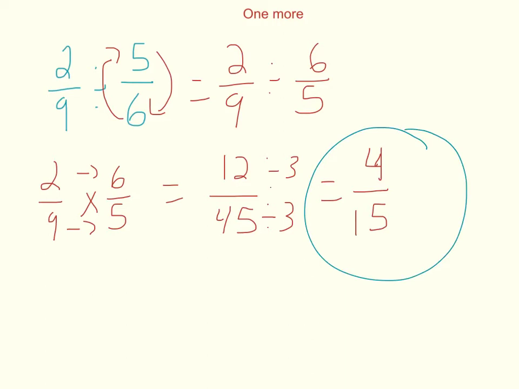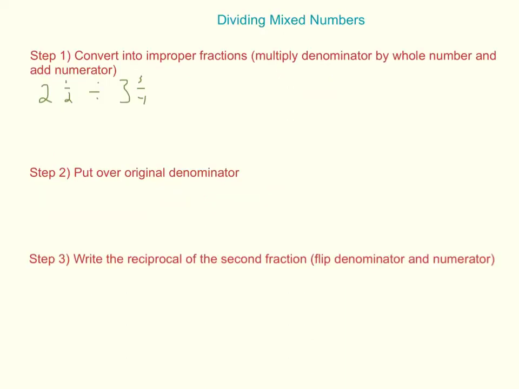Now we're going to look at mixed numbers. To divide mixed numbers, there are 5 steps. Our first step is to convert our mixed numbers into improper fractions, which, as you know from the previous lesson in 6.4, means we're going to multiply our denominator by our whole number and then add our numerator. So if we're doing this one here, it means that we're going to multiply and add.